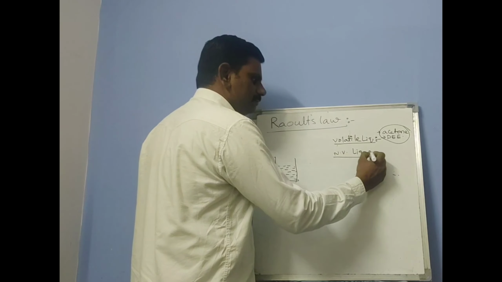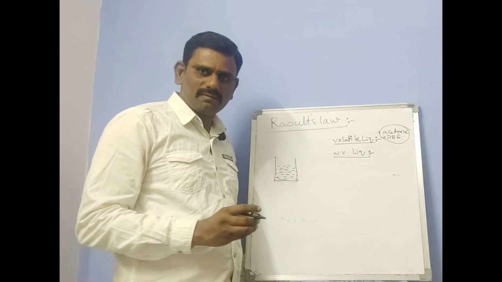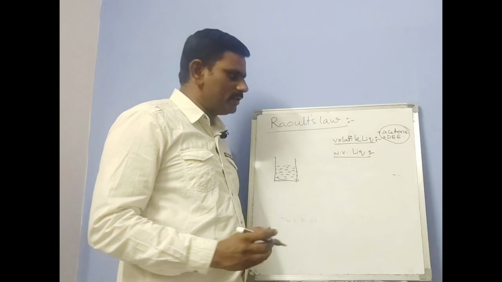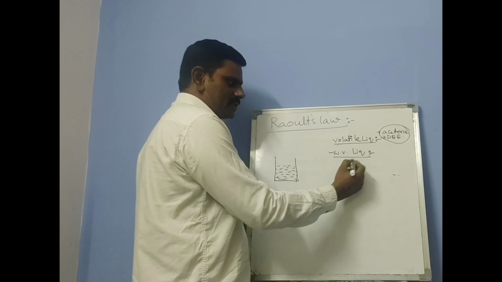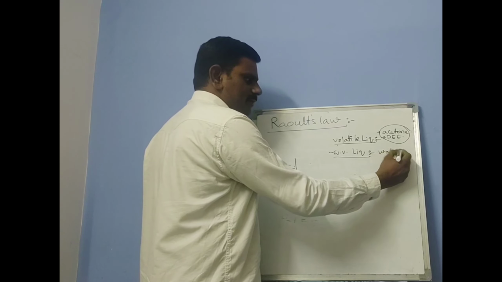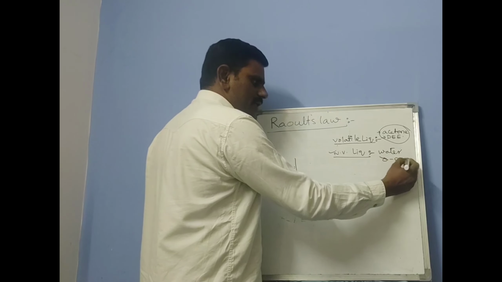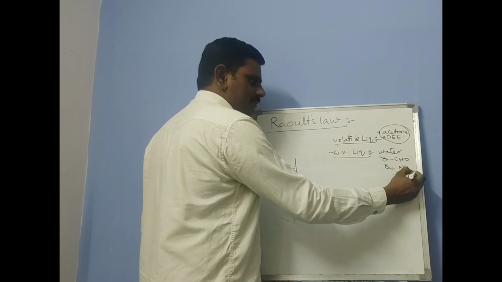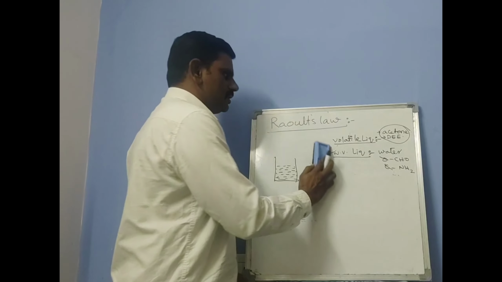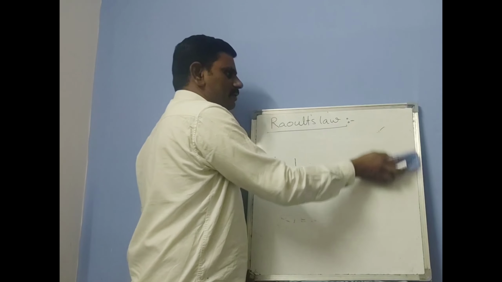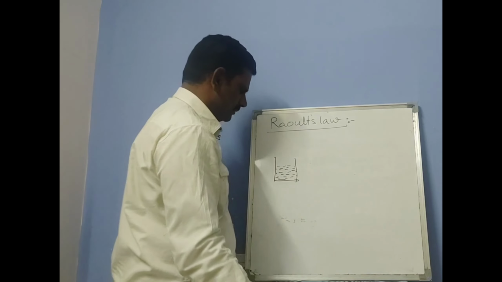Non-volatile liquids are liquids having a high boiling point and low vapor pressure. Those liquids are said to be non-volatile liquids. Examples: water, benzaldehyde, aniline, like that. These are non-volatile liquids. So this is the classification of liquids based on volatility.